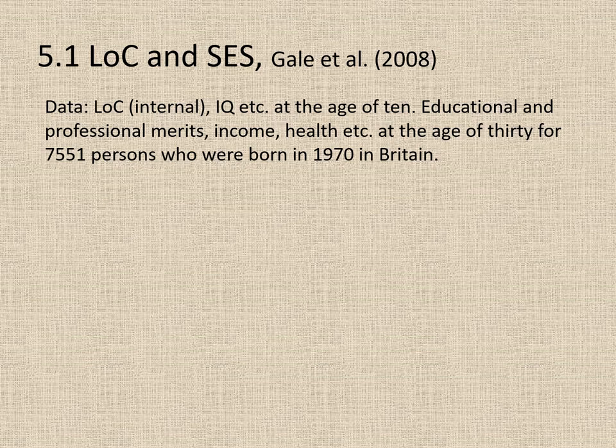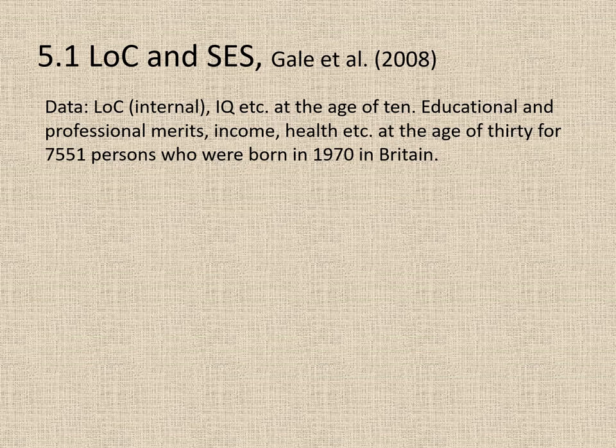At 10 years of age, they measured locus of control, intelligence, and other factors. So this is done at 10 years old. Then 20 years later, they gather data about educational level, occupational status, income, health measurements, and so on. So locus of control is measured at 10, and 20 years later, we look at the outcome variables. So, a prospective study.